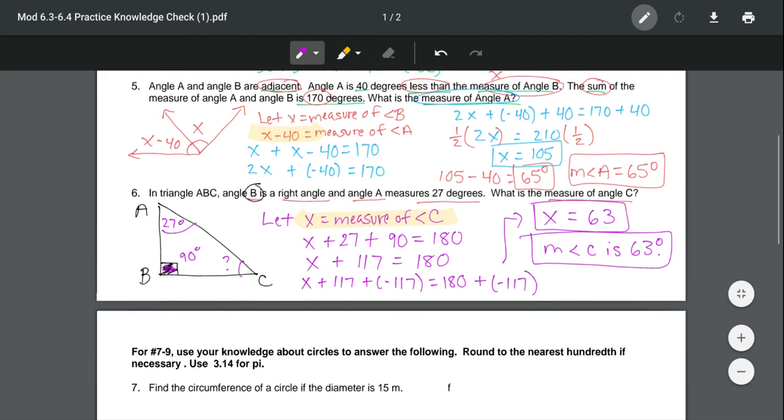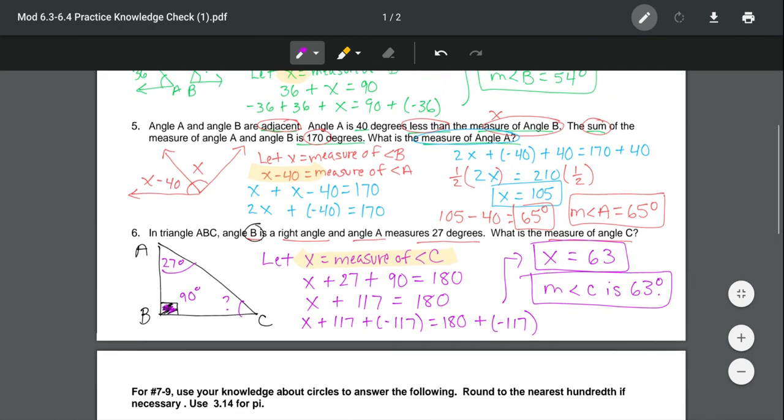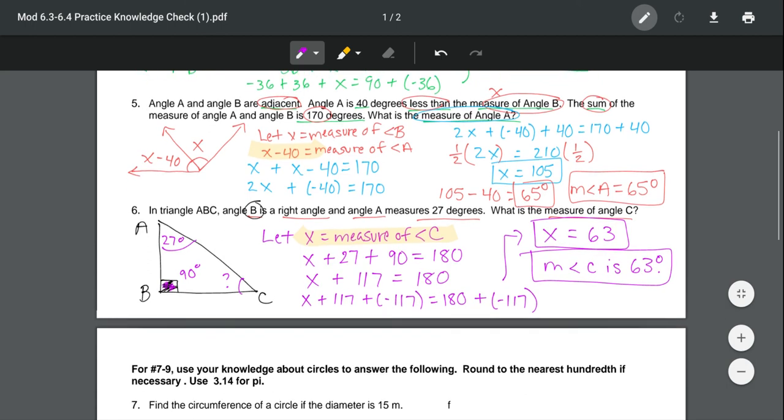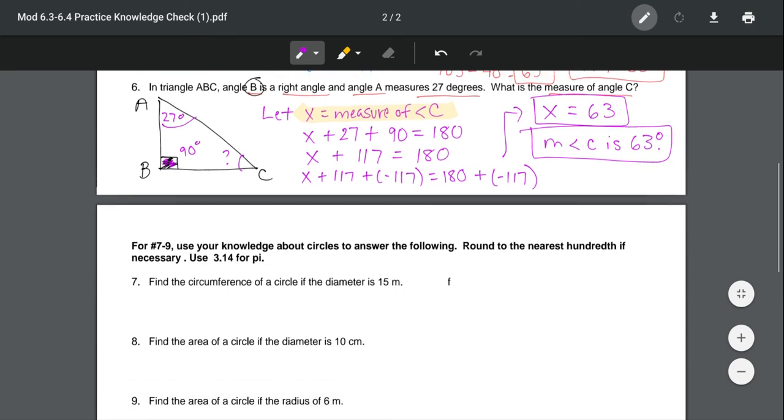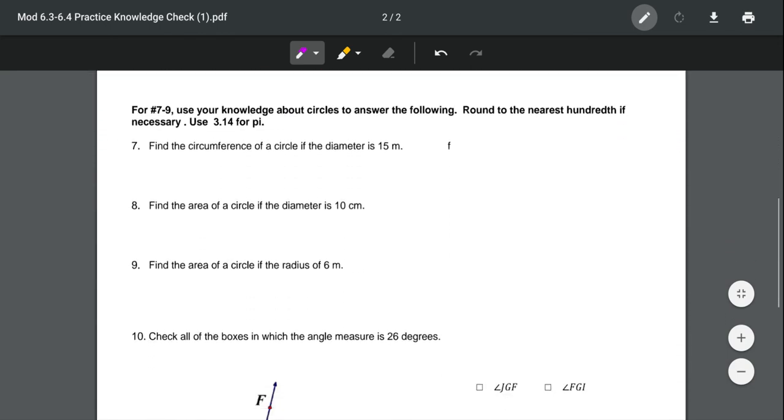Okay, so this concludes part 1 of your review for the knowledge check, or page 1, and then in the next video we're going to go over page 2 of your knowledge check. So stay tuned for that in the following video.